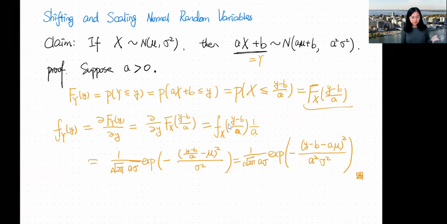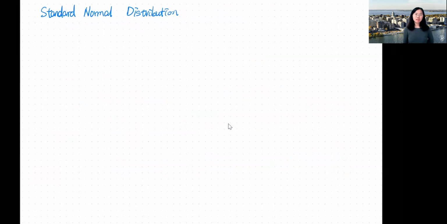So when you shift and scale a normal random variable, you obtain another normal random variable. And we can use this result to turn any normal distribution into a standard normal distribution. So what is the standard normal distribution? Standard normal distribution is the normal distribution with parameters 0, 1, with mean 0 and variance 1. We can generate any arbitrary normal distribution from a standard normal distribution by shifting and scaling, and vice versa. So we can see that.